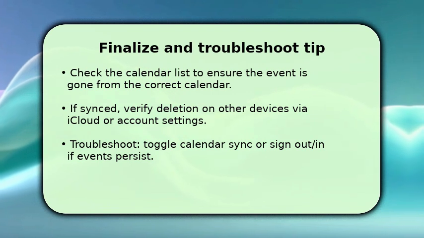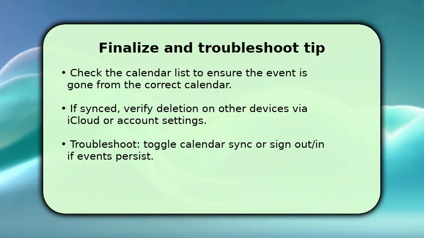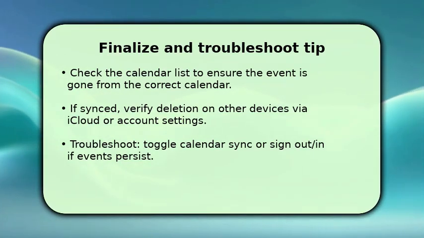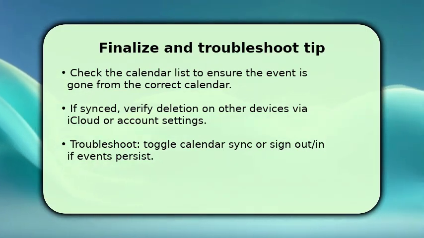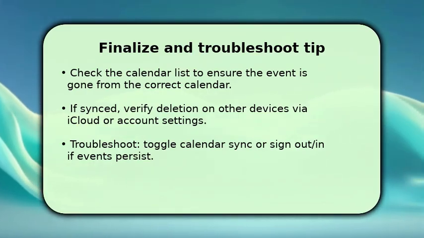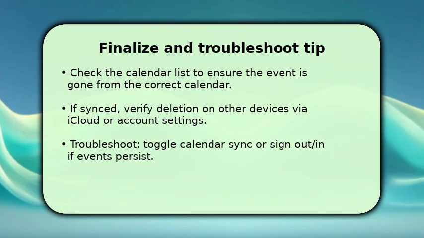If this event was on an iCloud or subscribed calendar, make sure your other devices reflect the change. Syncing can take a moment. If the event still appears, toggle Calendar Sync Off and On in Settings or sign out and back into the account. This forces a resync. If problems continue, check the original calendar source or contact the event.